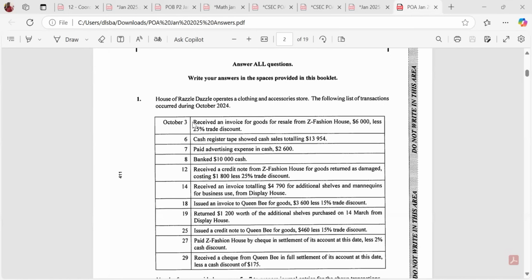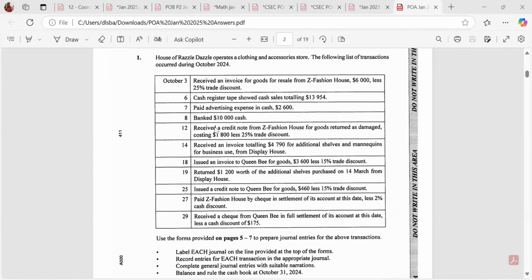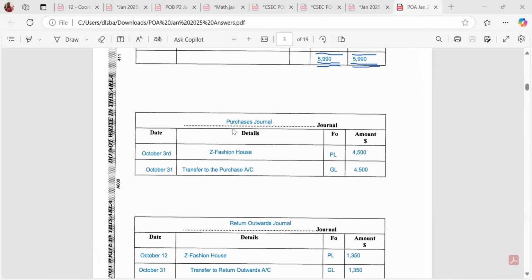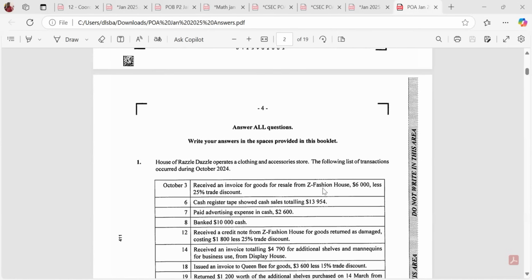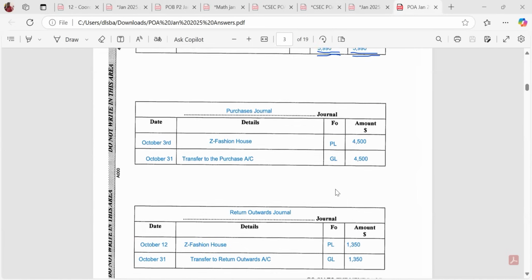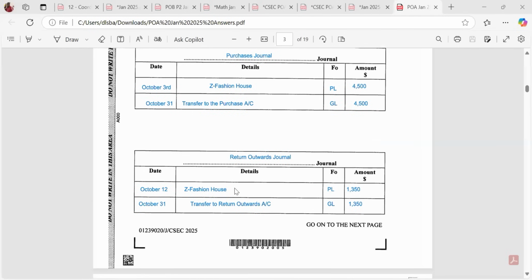So in this situation, October the 3rd, received an invoice for goods for resale. Are we buying goods or selling goods? What do you think? We buying. So which journal do you record credit purchases in? Purchases journal, correct. So I opened a purchases journal, I put the date, October the 3rd. The details is just the creditor's name, nothing else. We bought it on credit from Z Fashion House, so I record Z Fashion House as the details.